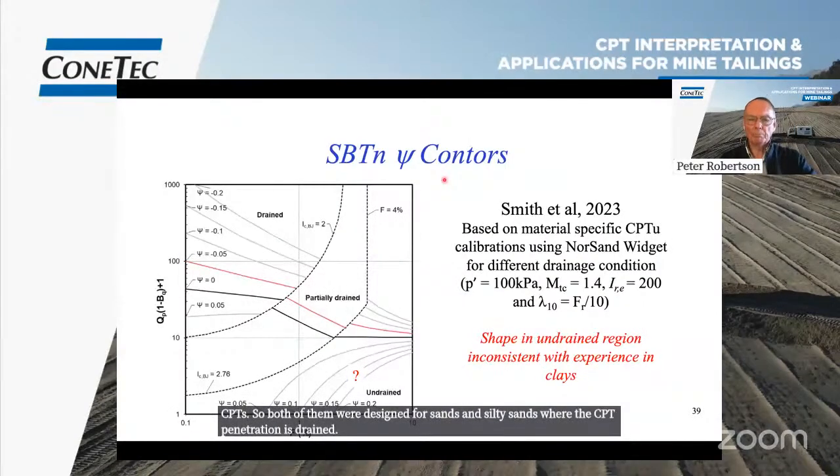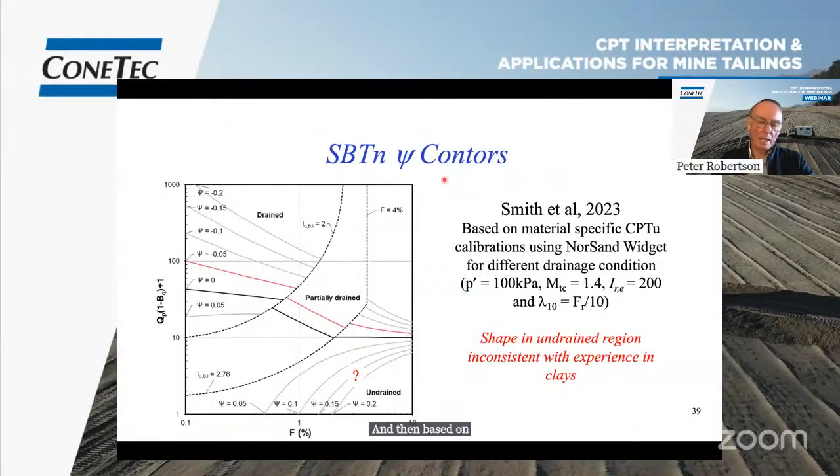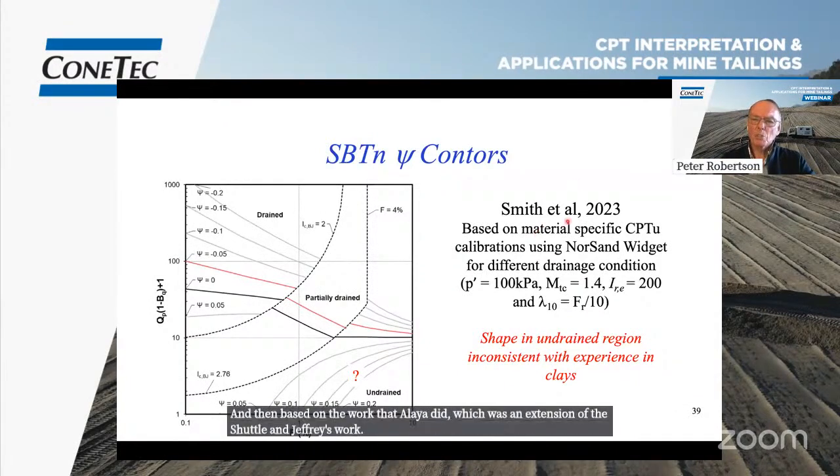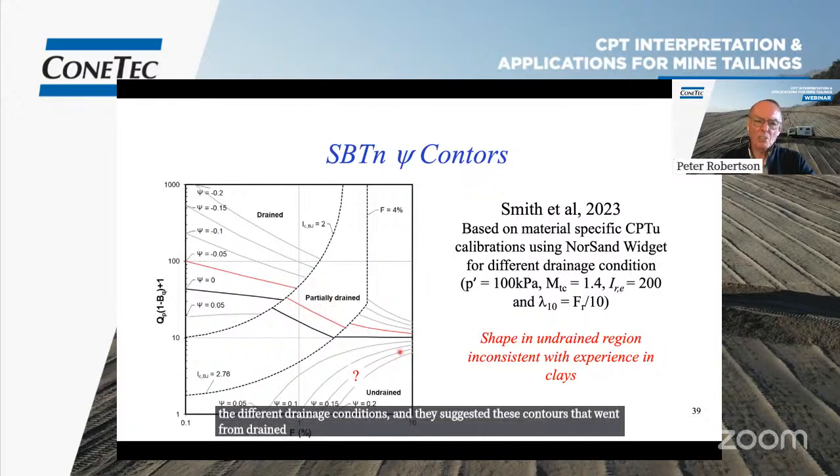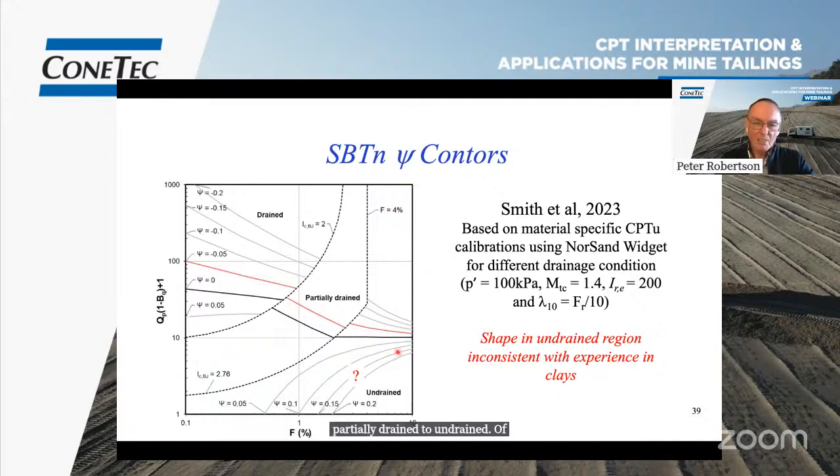And then based on the work that Alaya did, which was an extension of the Shuttle and Jefferies work, they said you could use specific calibrations of the CPT using the NorSand model for different drainage conditions. And they suggested these contours that went from drained, partially drained to undrained. Of course, the problem is that the contours in the undrained don't look right.